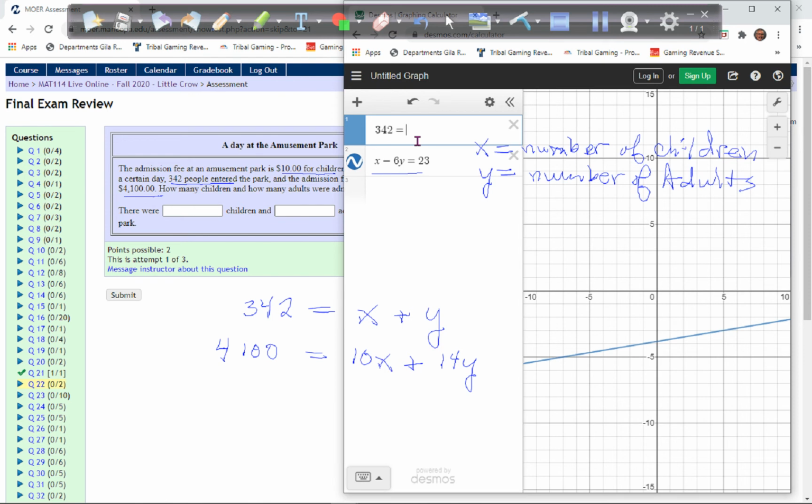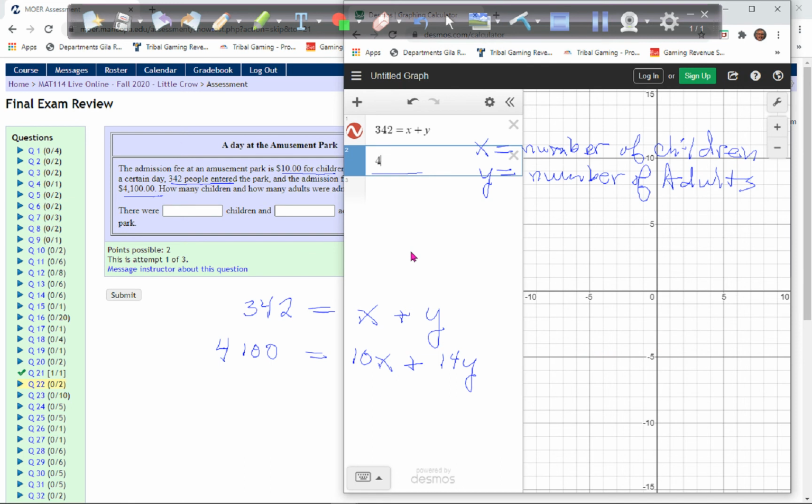342 is equal to x plus y. Now we don't see a line, but notice, look at our window. We're going from 0 to 15, that's the y, and 0 to 10. So these add together to be 342. So we're going to need to zoom out our window, and then I'll erase this stuff once we get this going, and then we'll just be able to fill it in.